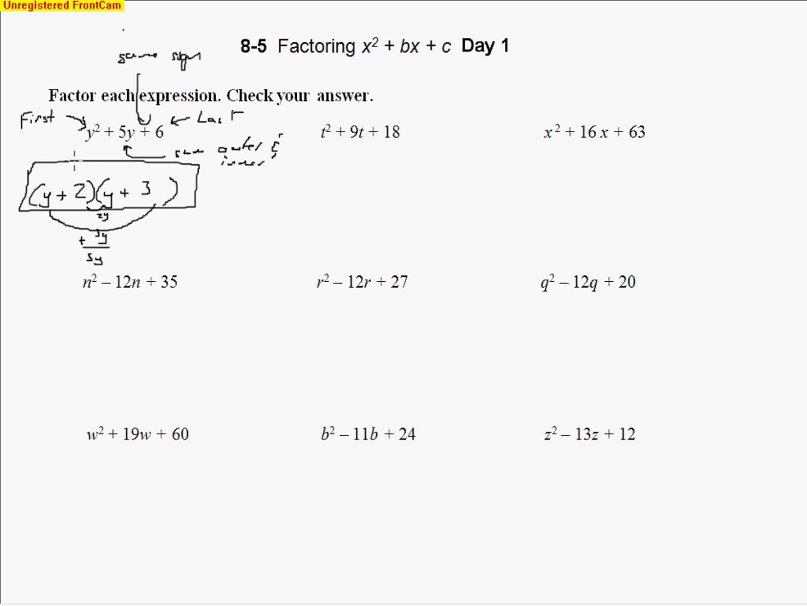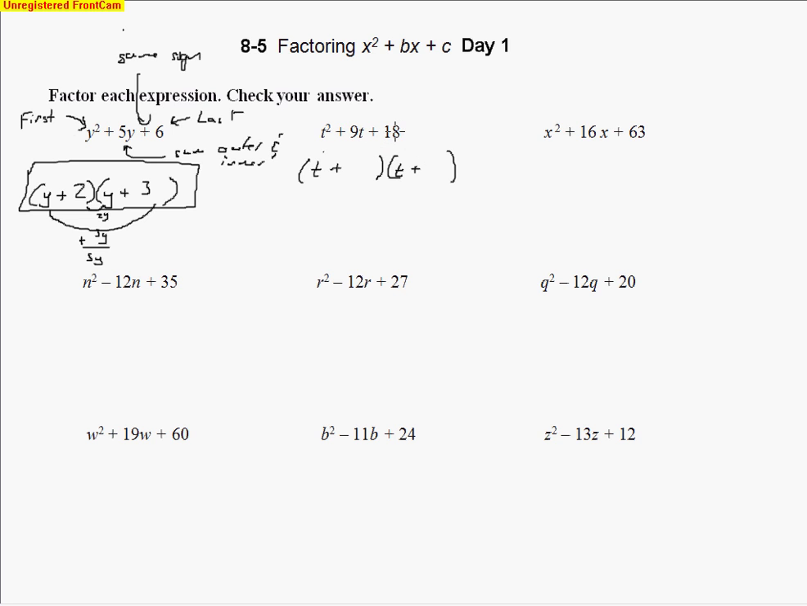So taking a look at the next one, same sort of thing. I'm going to look at the first term, and I need to make t squared. So I know it's got to be t and t. See, t times t makes the t squared. Now the last term's positive, so that means they're the same sign. They add to make a positive, so that tells me both signs are plus.